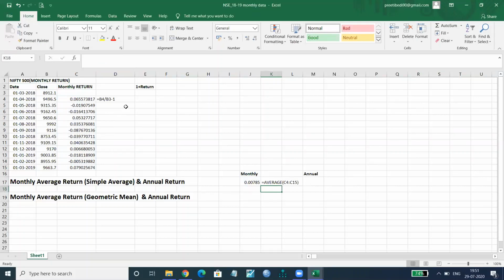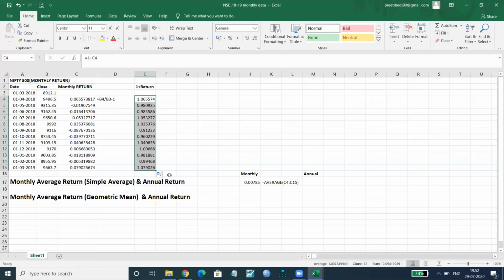Next, if I wish to calculate the returns using the geometric mean, as we all know, arithmetic mean is mostly used, but it is used only because it is the simplest method. It has many limitations. Always a better method is to use geometric mean, but we cannot apply geometric mean on negative values. So first we have to calculate 1 plus return, that is equal to 1 plus this return. Then I will drag and draw, and I will get the 1 plus return.